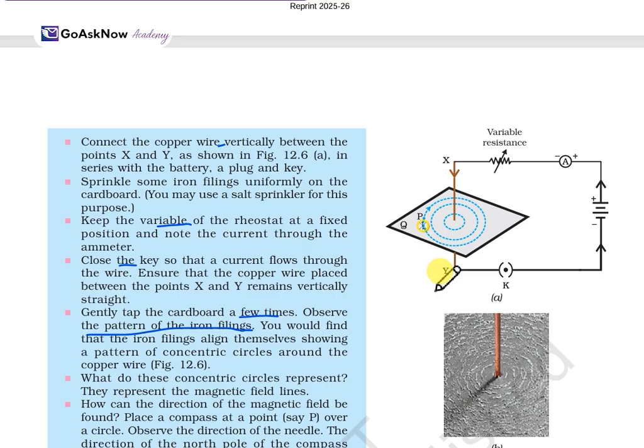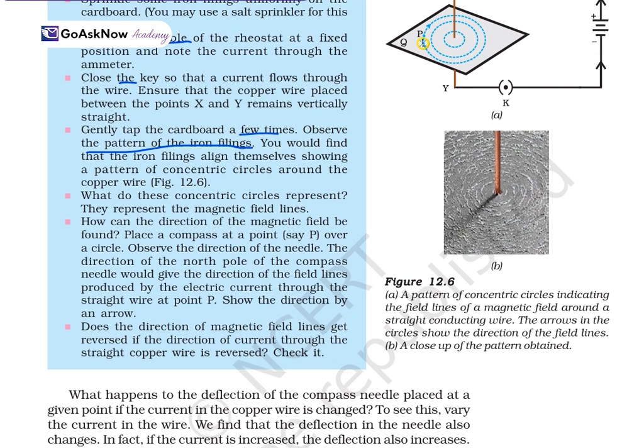You would find that the iron filings align themselves, showing a pattern. Their position and direction will change, and they will align themselves in concentric circles around the copper wire. Now, what do these concentric circles mean? They actually represent the magnetic field lines.